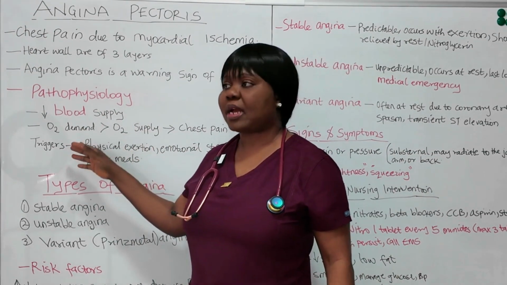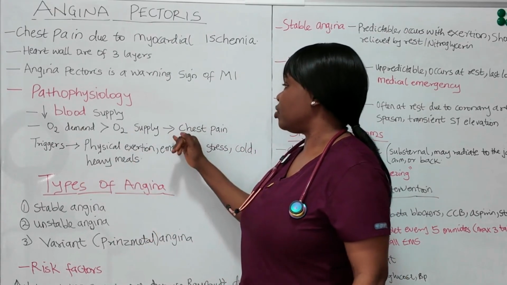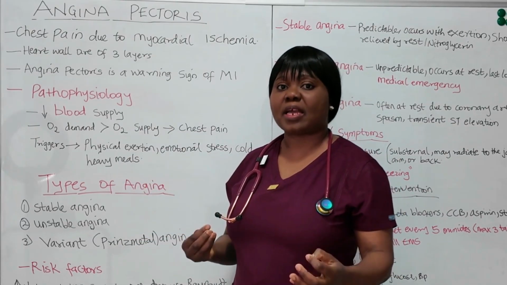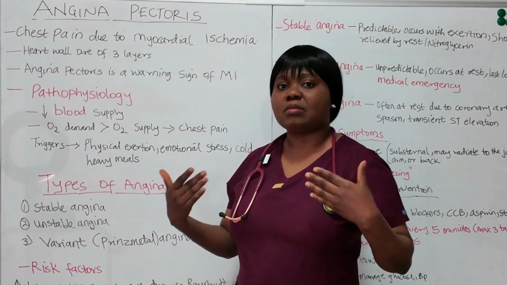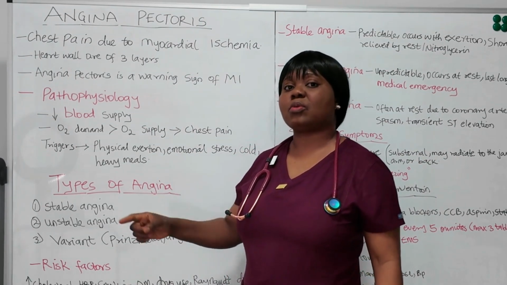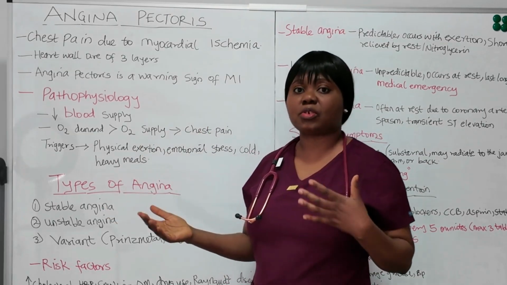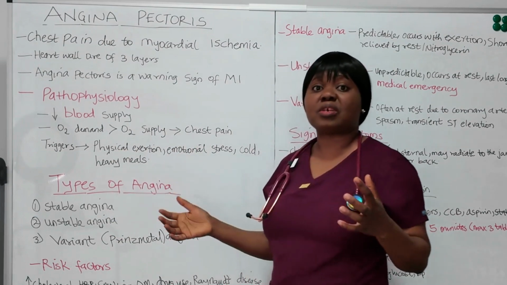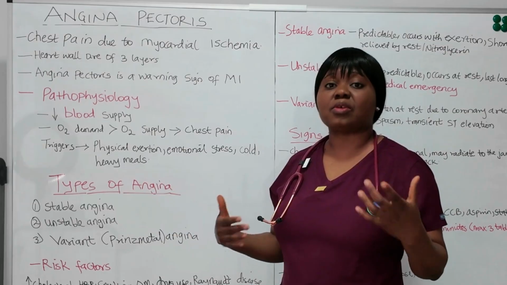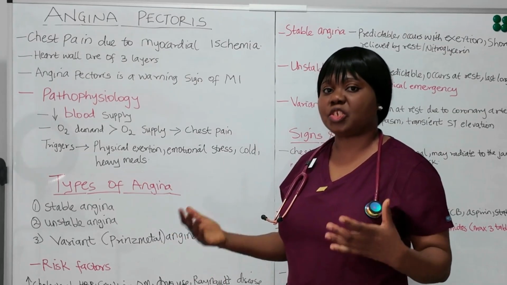With decreased blood supply, oxygen demand will be greater than oxygen supplied, and that leads to the chest pain. The chest pain is a result of oxygen supply being less than oxygen demand, especially when there's increased activity. Triggers that can increase oxygen demand and cause chest pain include physical exhaustion, emotional stress, cold, or a heavy meal. When any of those stresses trigger it, the person begins to feel the chest pain.